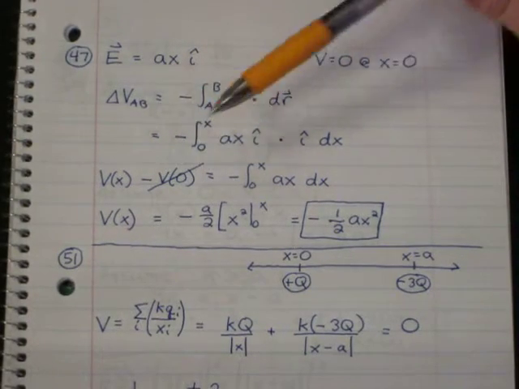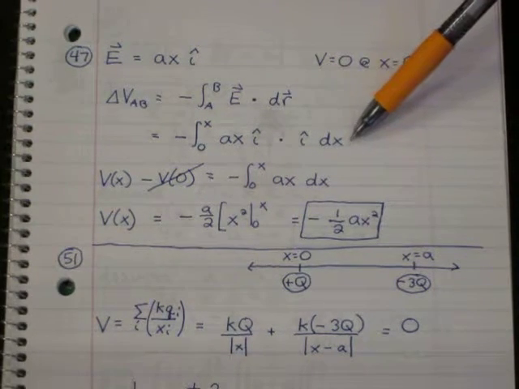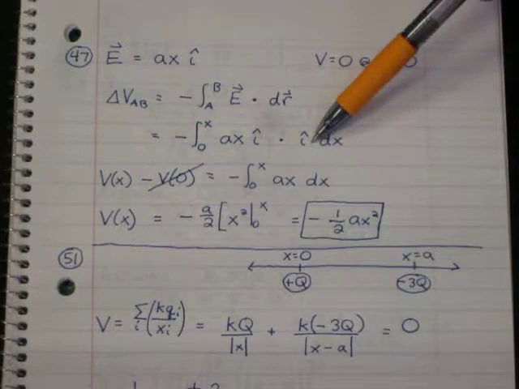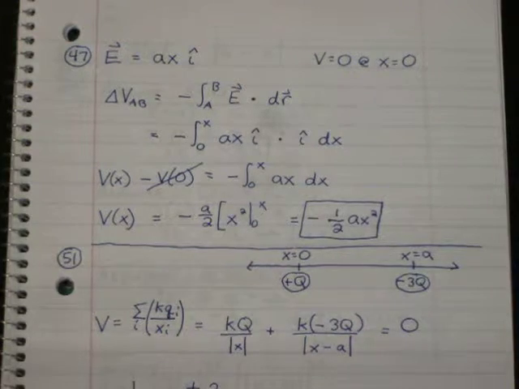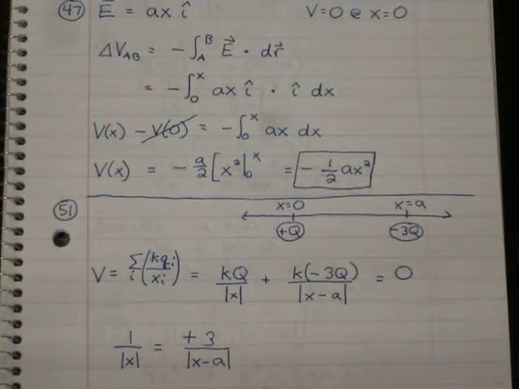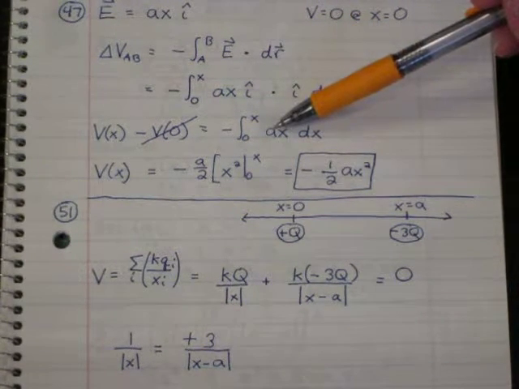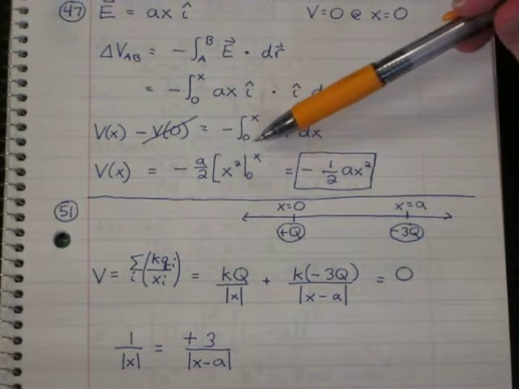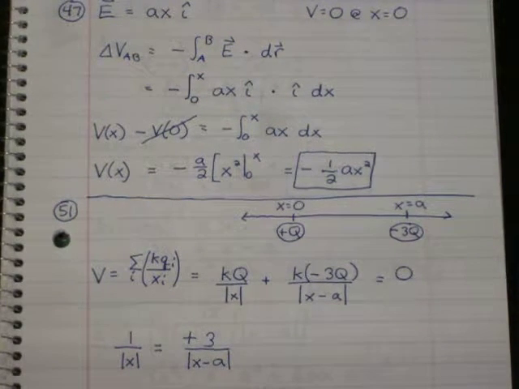So we get the potential at x is the negative of the integral from 0 to x. When we take this dot product, two vectors both in the same direction, it's going to be their magnitude, so a x dx. So we take that integral. The a can go out to the side. We get negative a over 2 x squared taken from 0 to x, and you should get negative 1/2 a x squared.